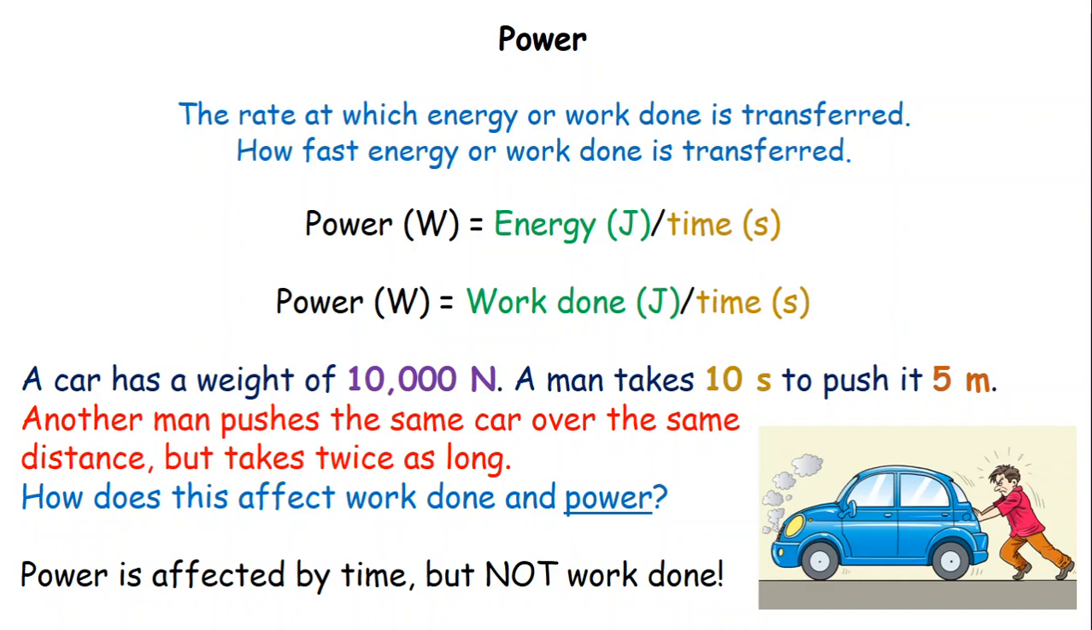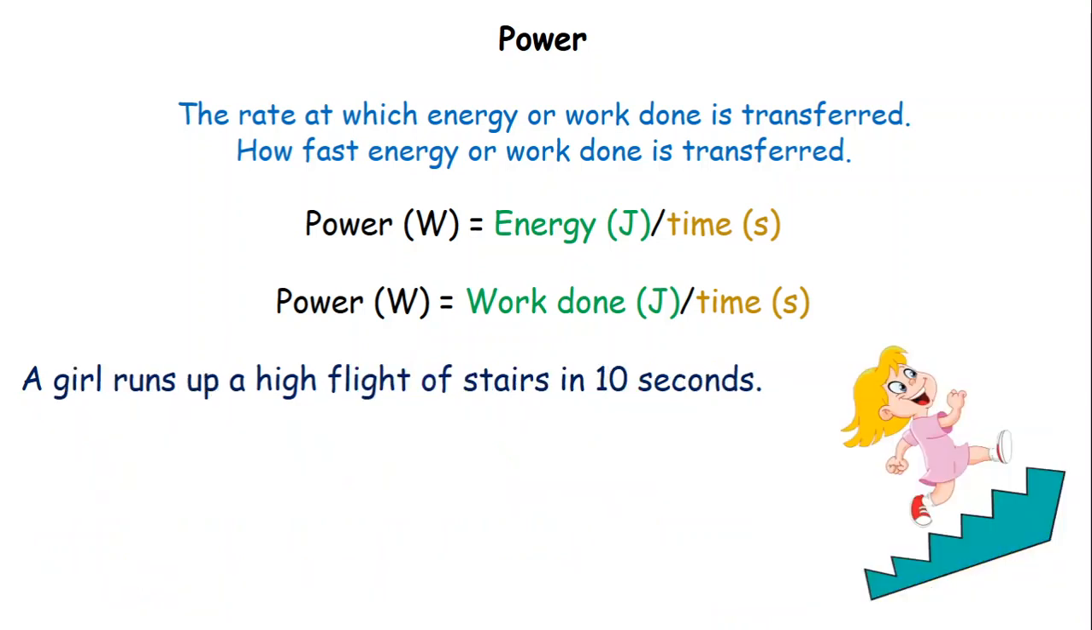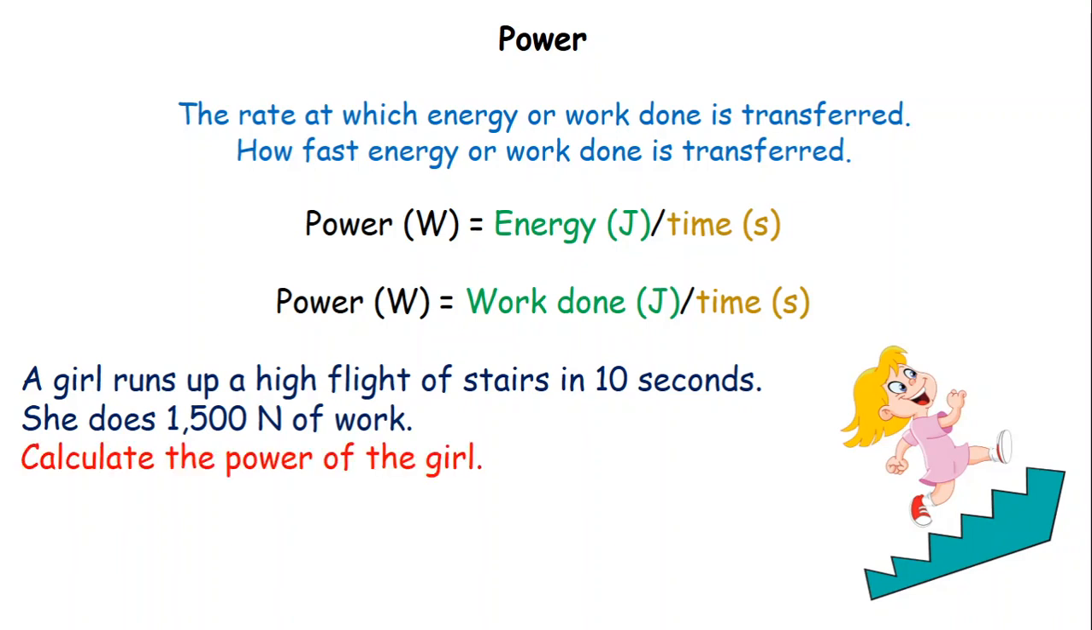Now we are going to look at a slightly easier example. A girl runs up a high flight of stairs in 10 seconds. She does 1,500 newtons of work. Calculate the power of the girl. So in this case the work done is already given to you, and so is the time. So now you can pause the video, grab a piece of paper, and use the equation above to calculate the power of the girl.